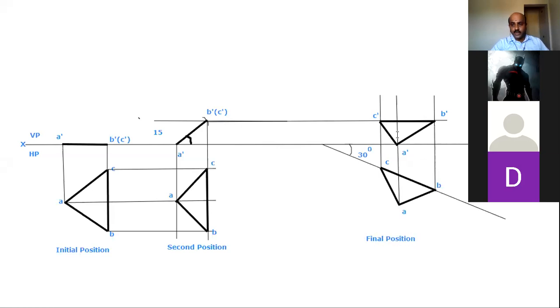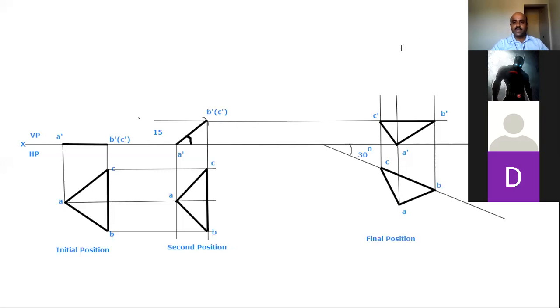So in the final position, you can show that the corner A dash is on the XY line. It is showing that it is resting on HP. This is the condition that is supposed to be shown. Okay, so please complete this.